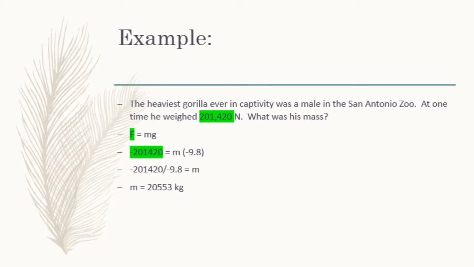What you'll notice is that I made his weight negative. That's because weight acts in the downward direction. Remember, we said that force is a vector. So the fact that weight points down means that I have to report it as a negative number.